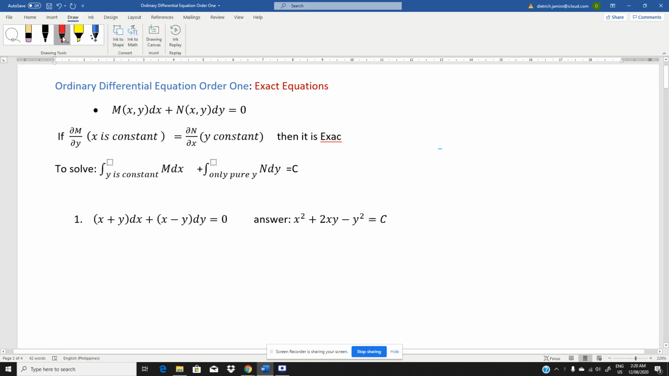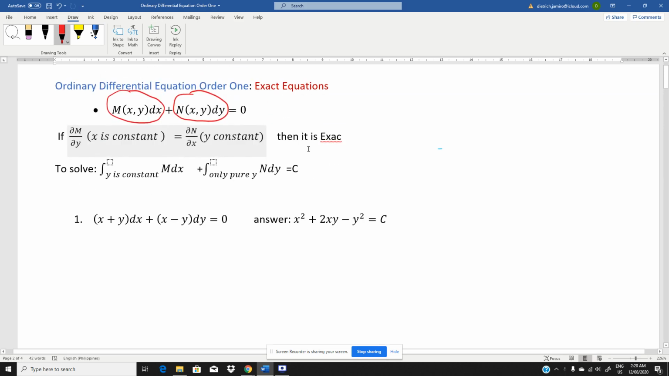For instance, we are given that M(x, y) dx plus N(x, y) dy is equal to 0. Considering this one an implicit function, while this one is also an implicit function.